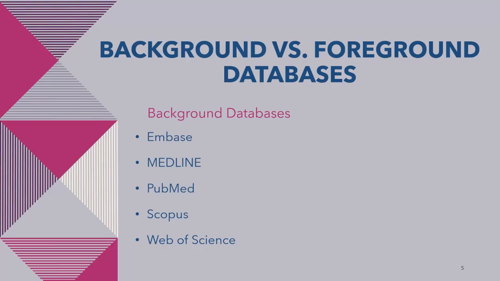Now that we understand the difference between background and foreground questions, let's take a look at their corresponding databases. The background databases here could be called the Big Five: Embase, Medline, PubMed, Scopus, and Web of Science. These are all biomedical literature citation databases. Each will get you that unfiltered primary and secondary research necessary to complete a good lit search or a class assignment. They also each offer their own unique little extras.